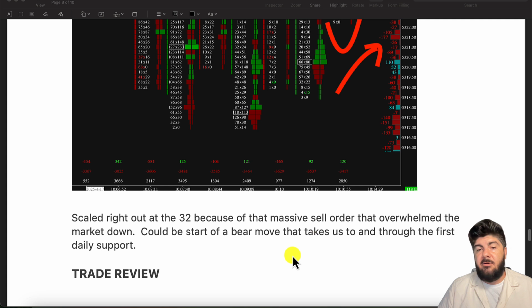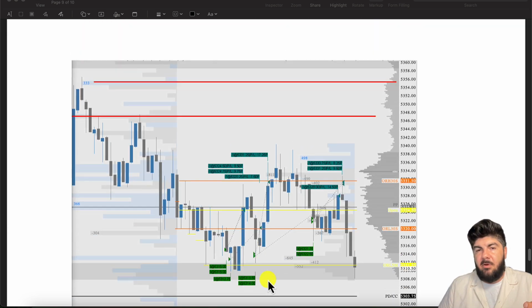I said scale right out at the 32 because that massive sell order that overwhelmed the market on the way down could be the start of a bear move that takes us to and through the first daily support. So what I'm saying here is it sold there initially. We're coming back up to it from below. I'm out of the whole trade, the whole package, the whole kit and caboodle. I don't want to have anything to do with being long as we approach that big sell level in real time that was identified by order flow.